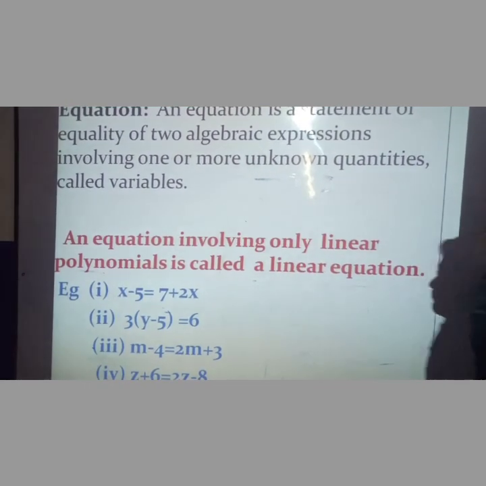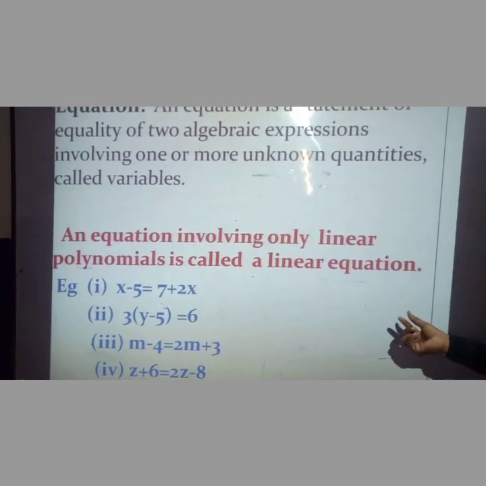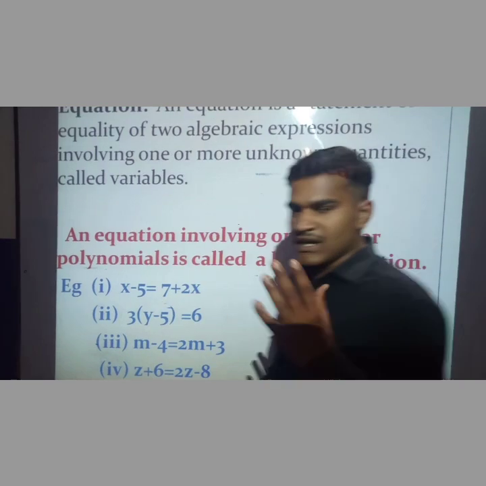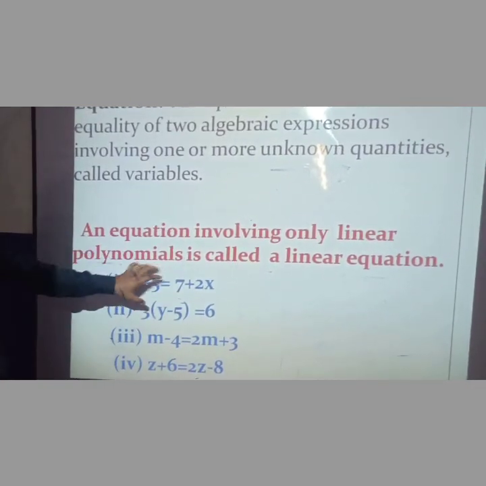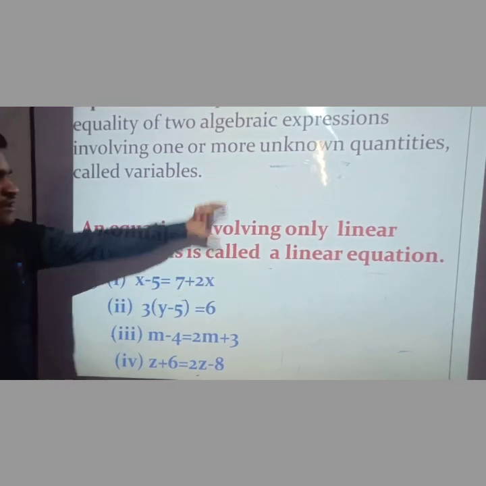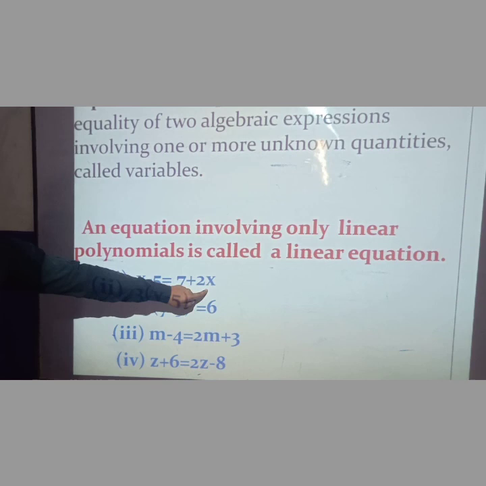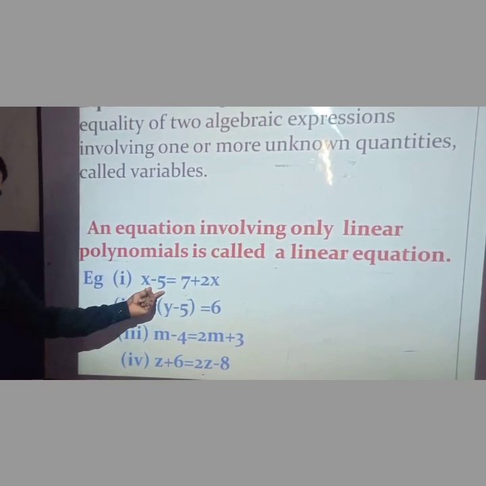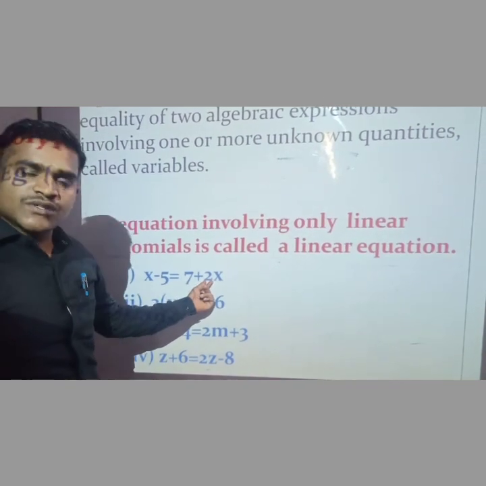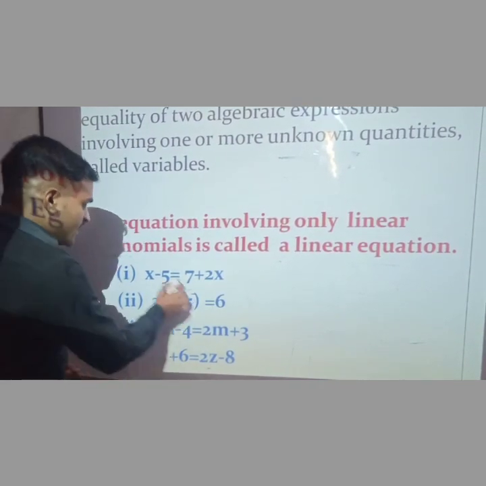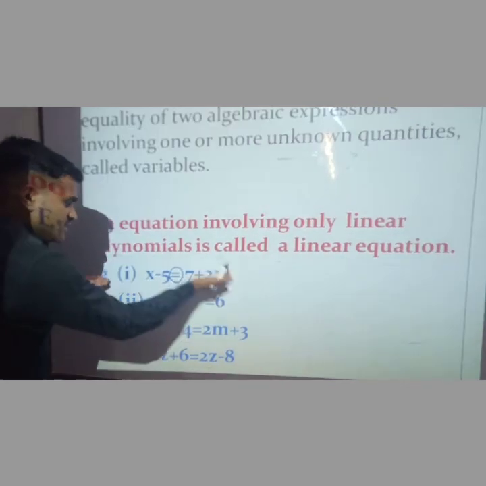Now, an equation involving only linear polynomials is called a linear equation. So let's see, x minus 5 is equal to 7 plus 2x. Here x minus 5 is an algebraic expression, and 7 plus 2x is also an algebraic expression, and here the equality sign means left hand side is equal to right hand side. So this is an equation.